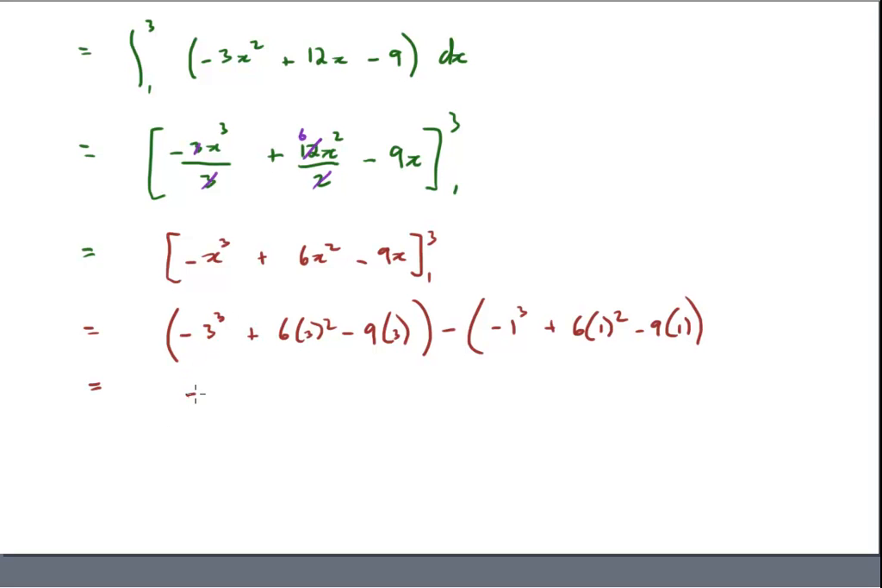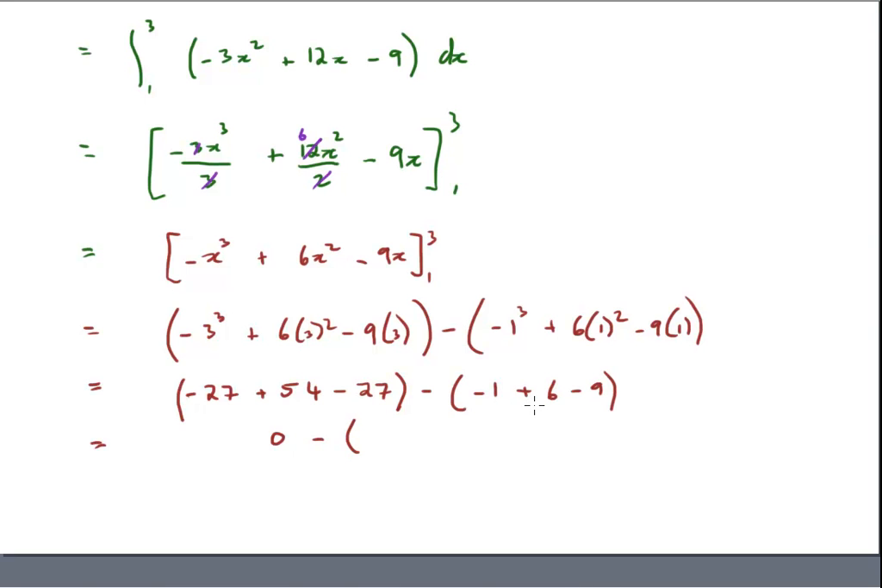3 cubed is 27, so we've got -27, 3 squared is 9, and 9 sixes are 54, I think 54 in here, and minus 9 times 3 is minus 27. I don't know if you've noticed here, but I think this first bracket is going to go to 0. And from that we're going to be subtracting, well, 1 cubed is 1, so minus 1 plus 6, take 9. And we've got enough room just to finish this.